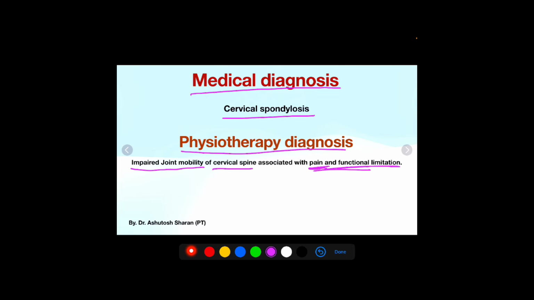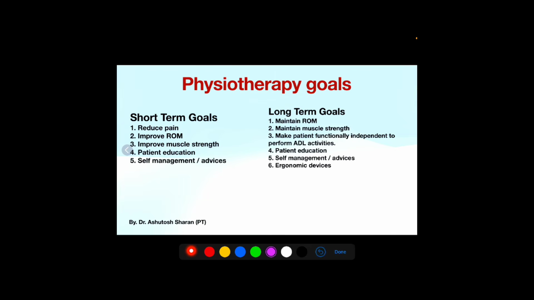So, now you will work on joint mobility of cervical spine, you will work on pain, you will work on functional limitation. So, these are the three things that you will work on. And now we have reached the end of the slide. So the end of the slide includes the physiotherapy goals. Now you must be wondering that how would you decide physiotherapy goals? So it is decided according to the patient.